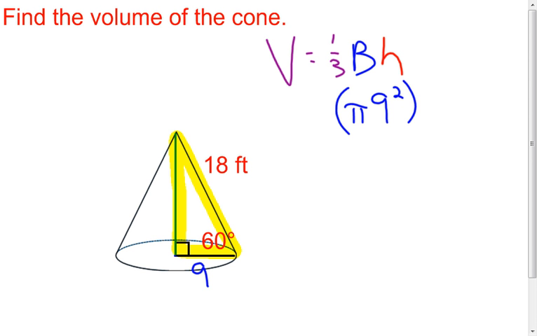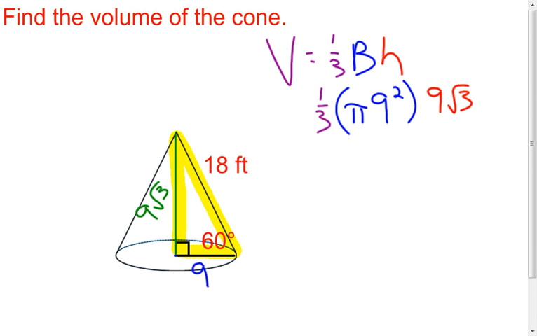Well, again, I don't know the height either, but again, I know it's a 30, 60, 90 triangle. I know the short leg. All I have to do is multiply that by √3, and I have the length of the long leg, which is also the height of my cone. So I can replace the height with 9√3. Put in my 1/3, and I'll have it.